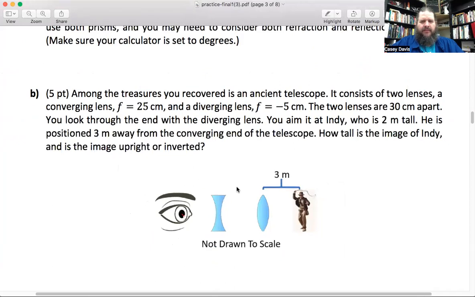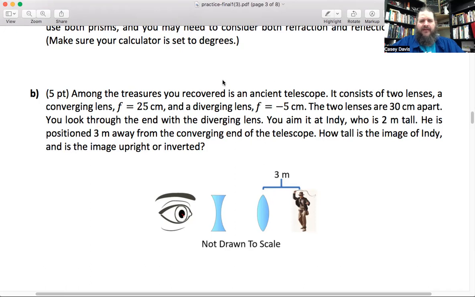We have the original object 3 meters away from the first lens, whose focal length we know. And then that is 30 centimeters away from the second lens, whose focal length we know. So I think in this case, all we really need to do is use the first lens to find the image of the object. And then what does that image become for purposes of the second lens? The image of one becomes the object of two. Yeah, so let's try that out.